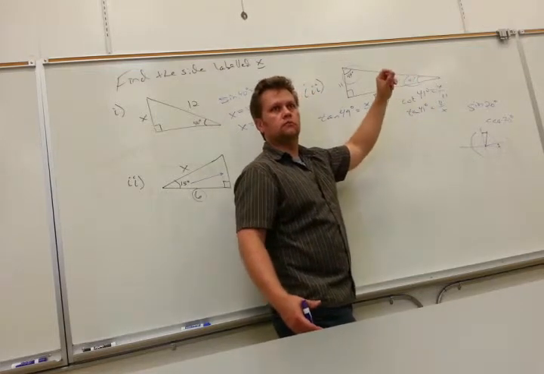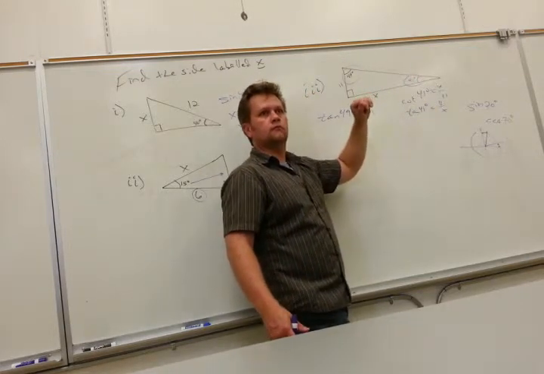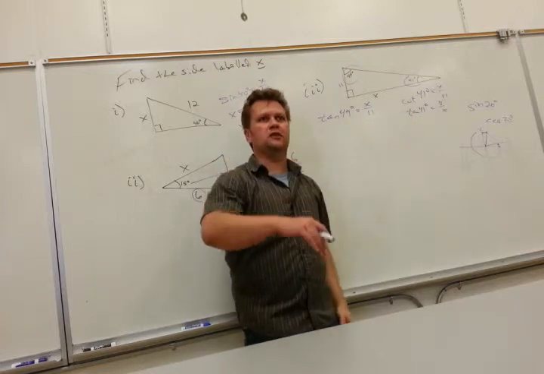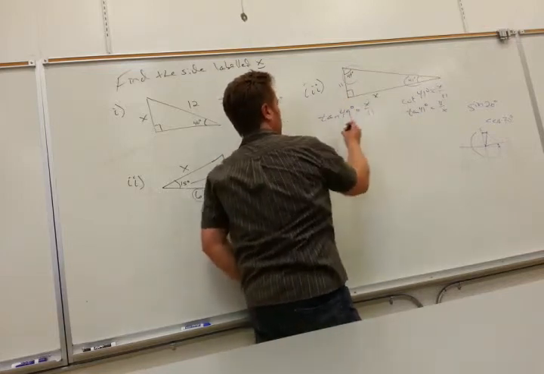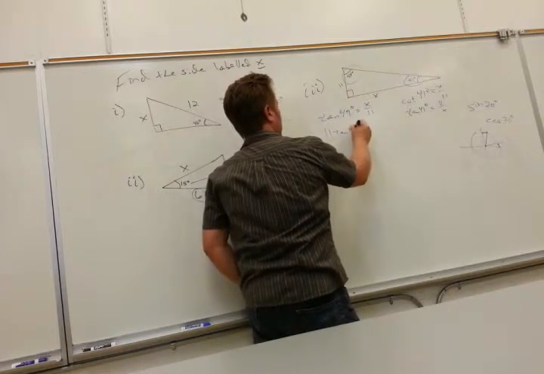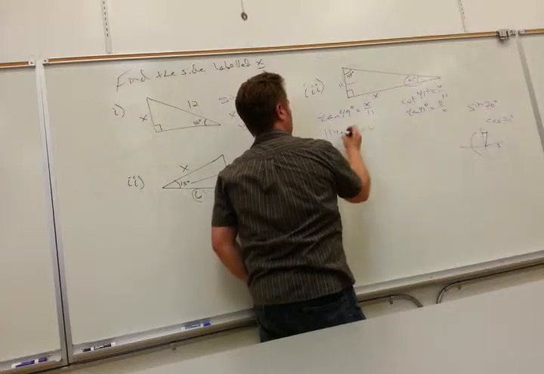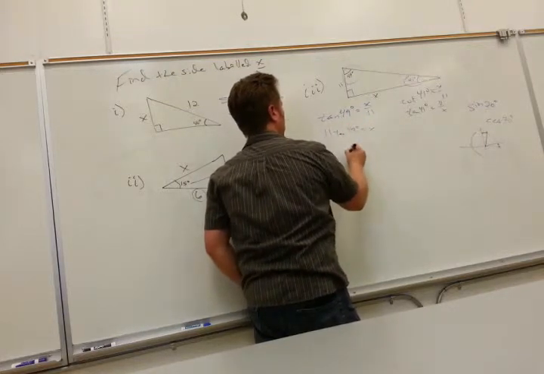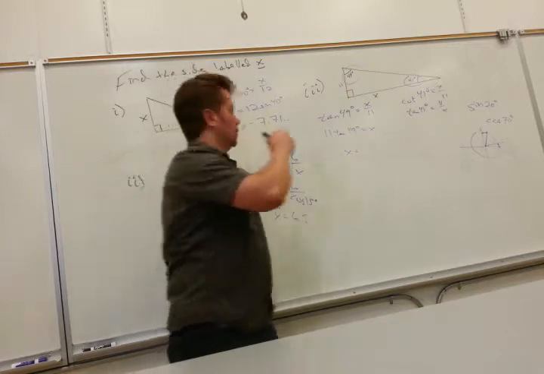I feel like that one was easier because you had 7. I like it. Whatever way makes the most sense. So if you do it this way, 11 tangent of 49 is x. And what do you get when you do that? 12.65.